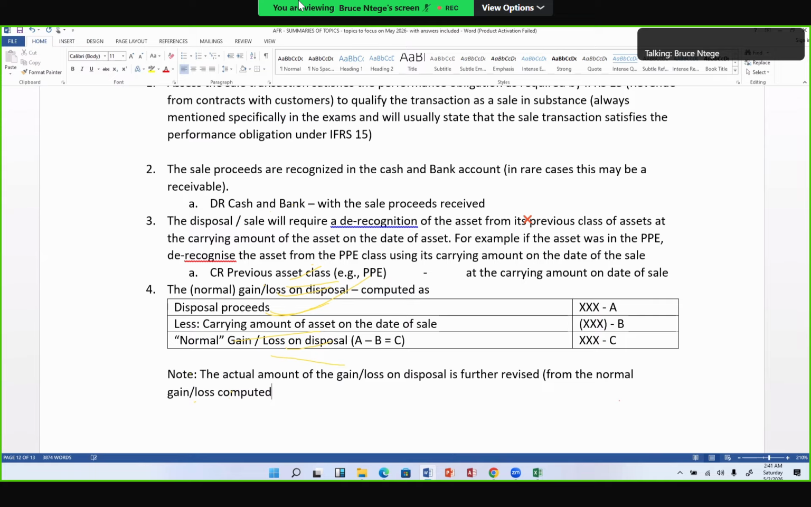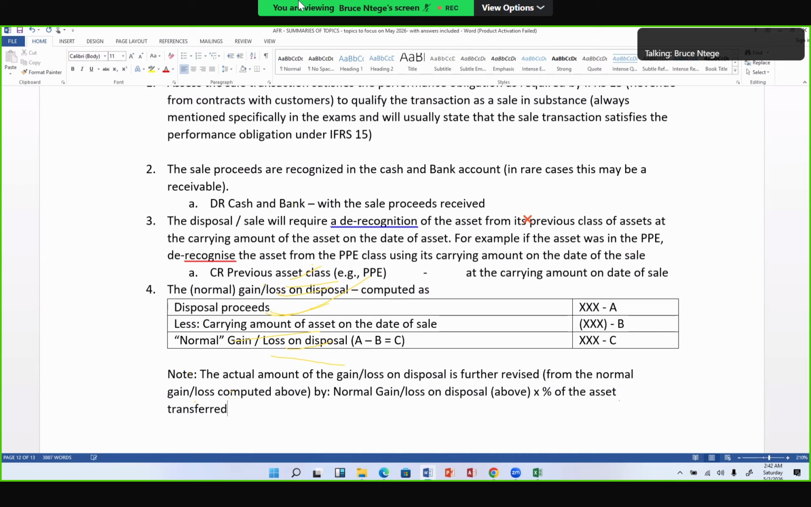So I'm going to adjust it by doing the following, putting in a formula. That normal gain or loss on disposal, which I've computed above, times the percentage of the asset that has been transferred. At times you may want to call it proportion, but let me call it percentage of that asset that has been transferred.